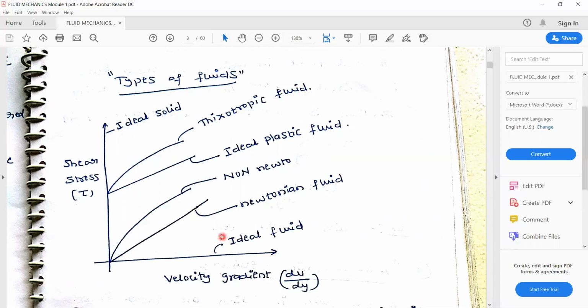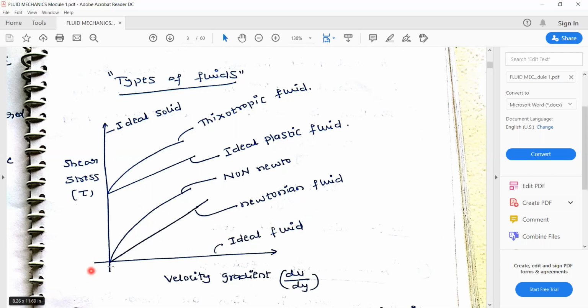Why? Because any fluids available in nature are examples of real fluids, which possess all the properties, for example viscosity, density, weight density, and specific gravity. But ideal fluids are imaginary fluids. This is not available in nature.